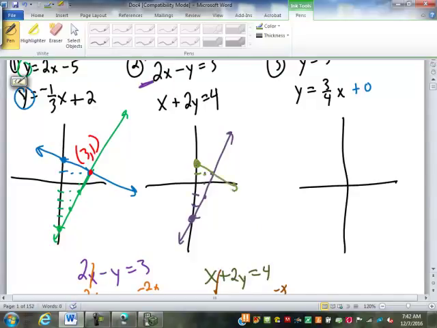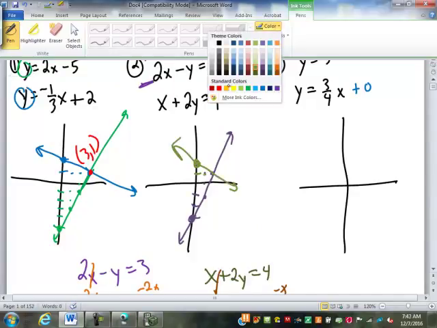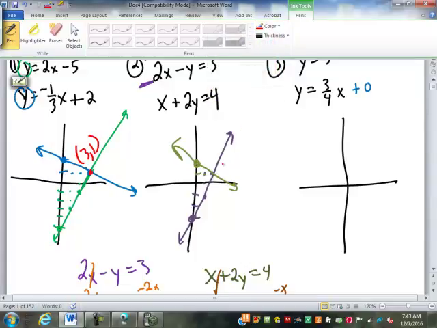So that solution is, not everybody at once, 2, 1.